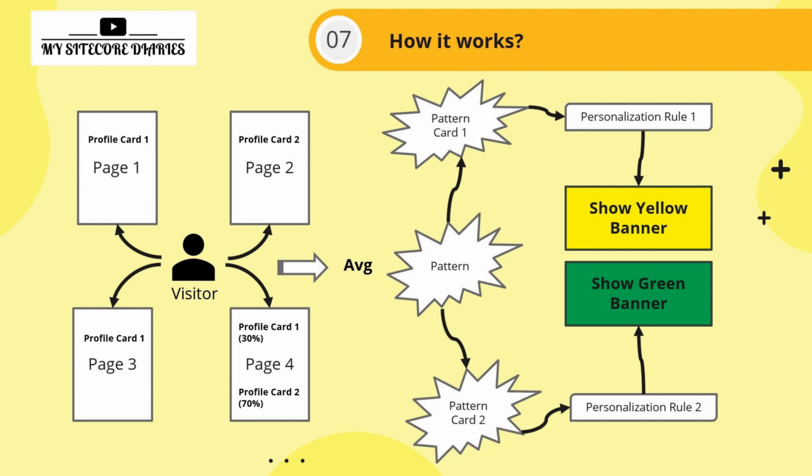The third step is you will assign these profile cards to the content of your website. So you will assign those profile cards to items. Then you will create pattern cards, and wherever you want to do personalization on a component, you will set a personalization rule to match the pattern cards. Depending on the matching of the pattern cards, your user experience will change. In this example, if it matches pattern card 1, it will show the yellow banner. If it matches card 2, it will show the green banner. So this is the overall adaptive personalization in Sitecore.